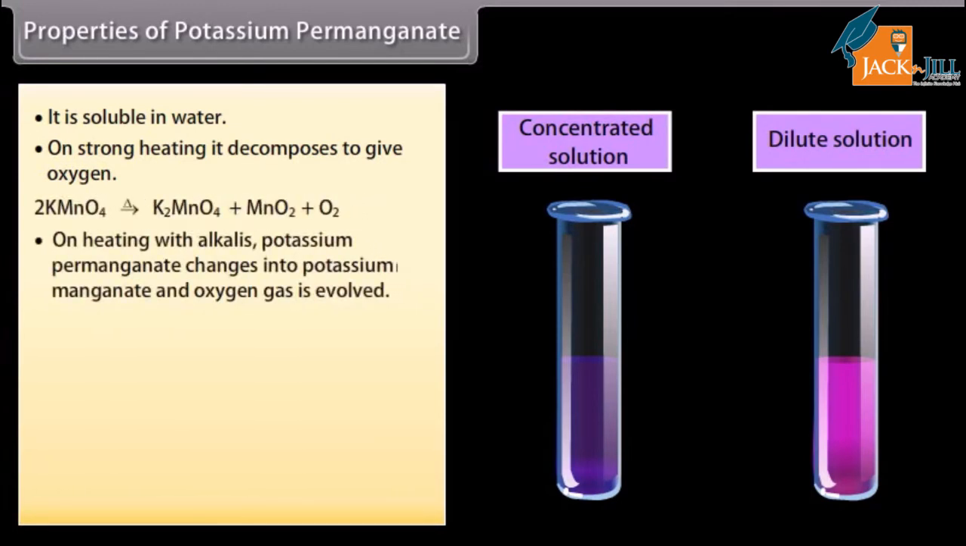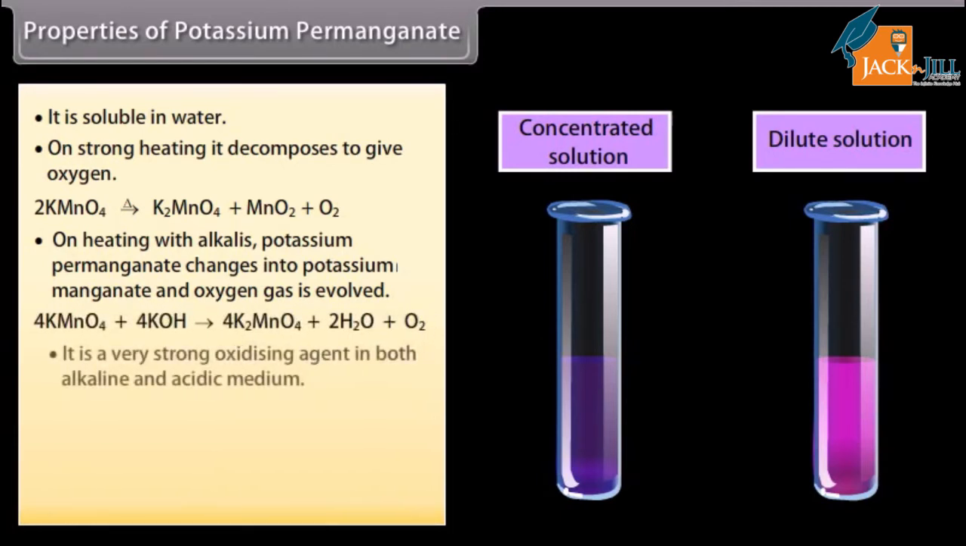On heating with alkali, potassium permanganate changes into potassium manganate and oxygen gas is evolved. It is a very strong oxidizing agent in both alkaline and acidic medium.